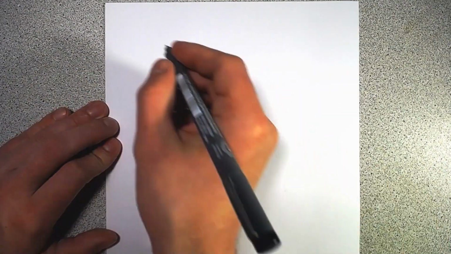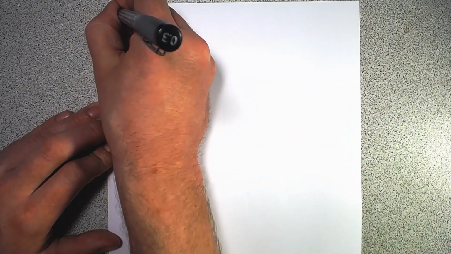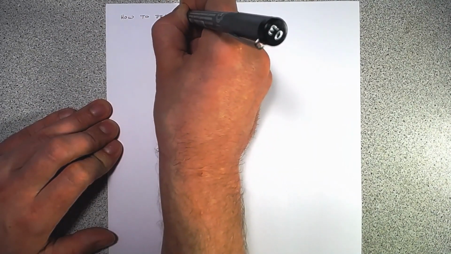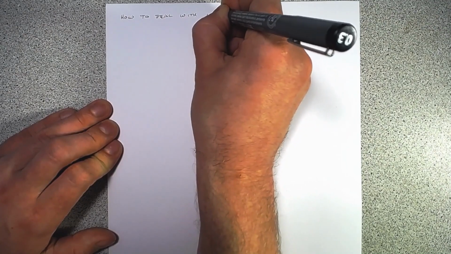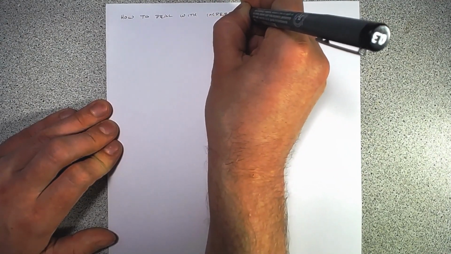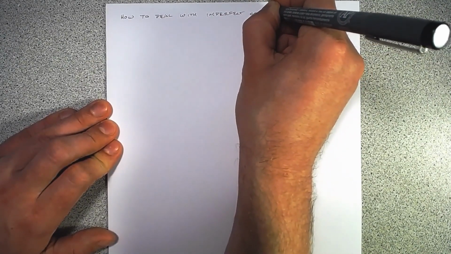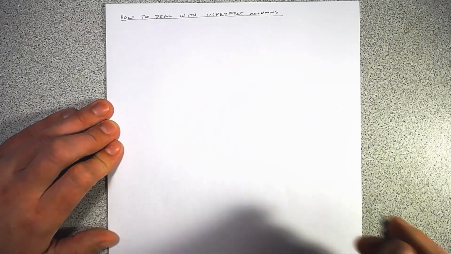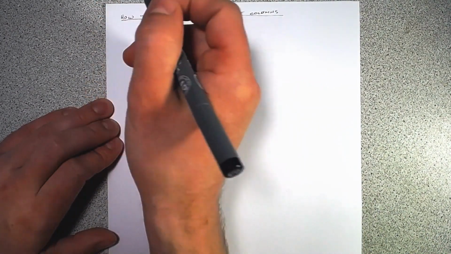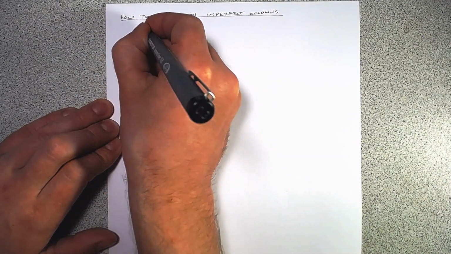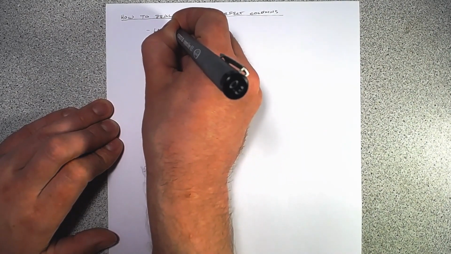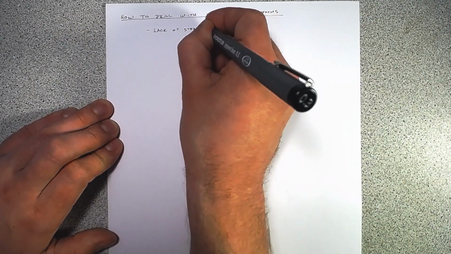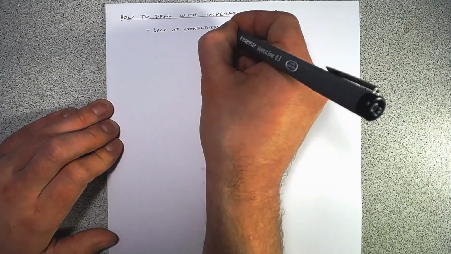So let's start our notes going again. How to deal with imperfect columns. We really have 2 cases which will create these imperfections, if you'll call them that. We have a lack of straightness.